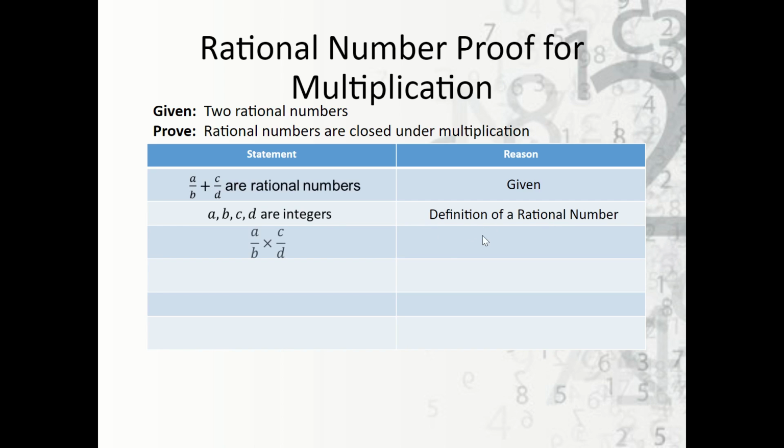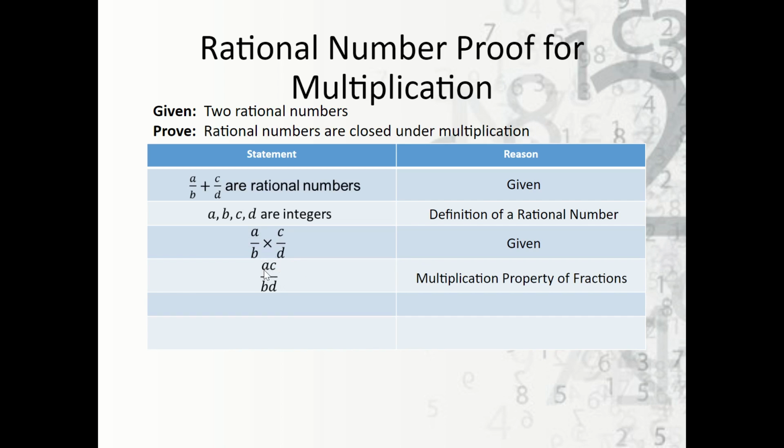So now we're going to go ahead and multiply A over B times C over D. And that's given, right? That's what we're told to do, is multiply them. Now from that, we know that by definition, we're going to multiply directly across. So we get A times C and B times D. And that's just the multiplication property of fractions.